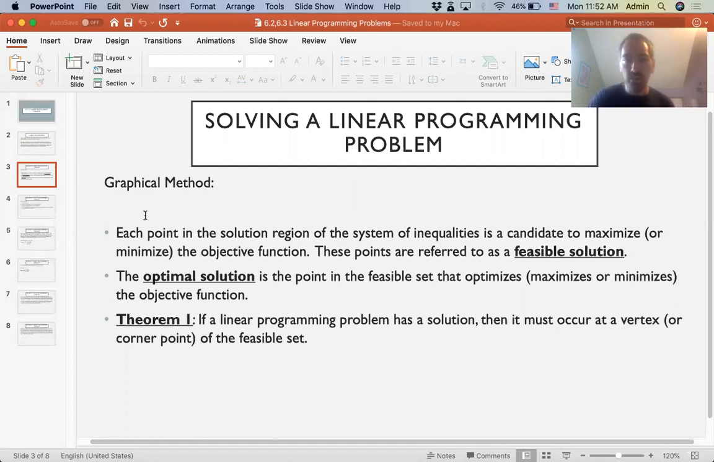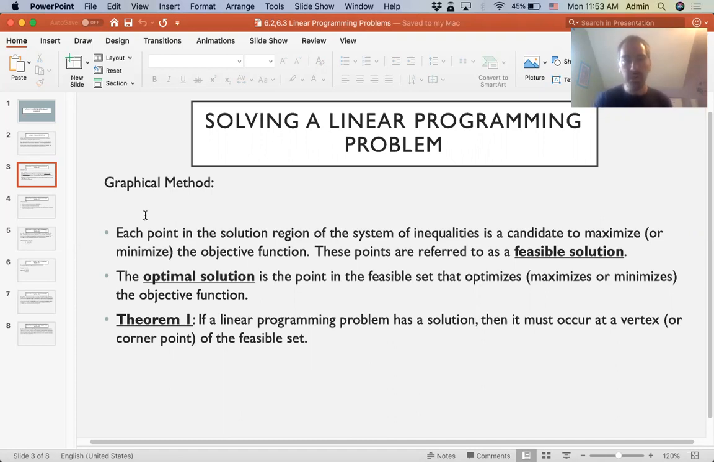Each point in the solution region to the system of inequalities is a candidate to maximize, right? Once we graph the linear inequalities that we had, any point inside that set, after we graph the shaded region, could maximize the profit function. This is what's referred to as the feasible solution or the feasible set. The optimal solution, though, the one that actually does maximize this profit function, is referred to as the optimal solution. And we're trying to find the optimal solution, not just a feasible solution.